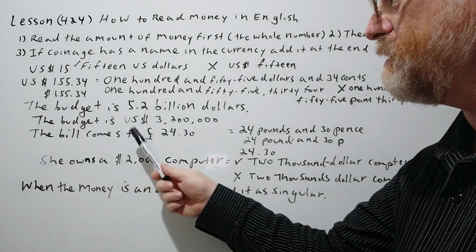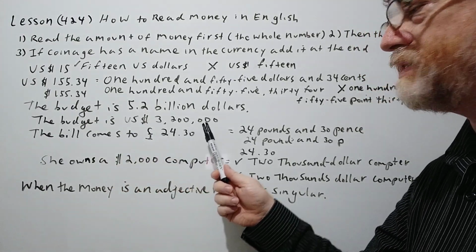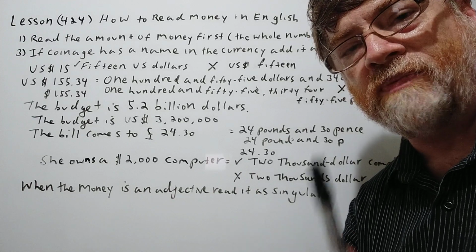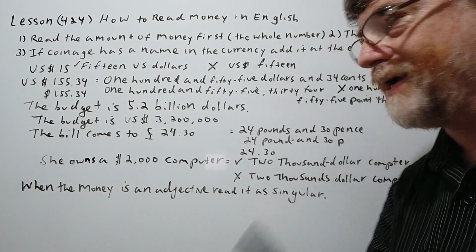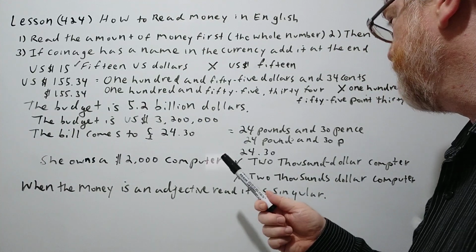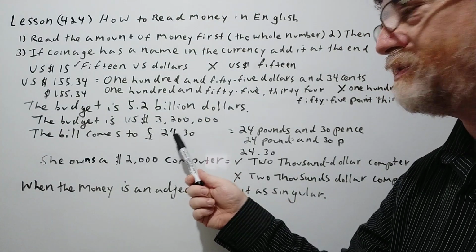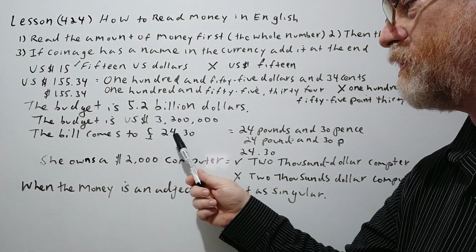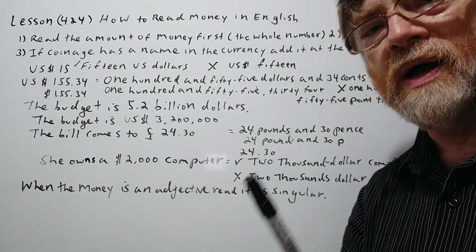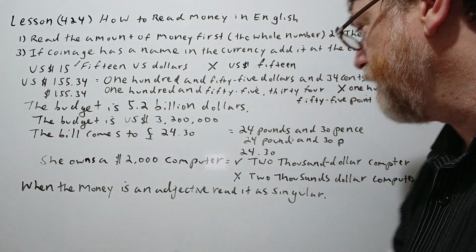All right, and of course, we have other currencies here. We say the bill comes to 24 pounds and 30 pence. So the British say pence, Americans say cents. Okay. So again, you wouldn't do the same thing. You wouldn't read it as the bill comes to 24.30 pounds. You don't read it that way.